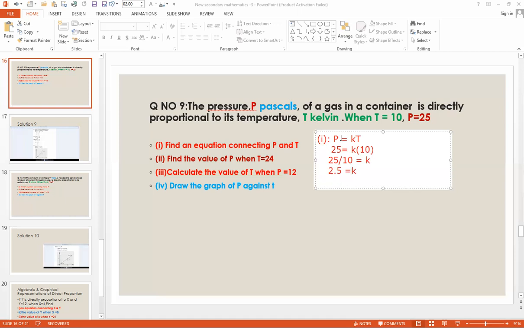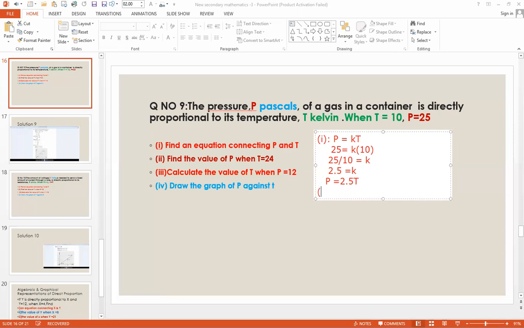Always remember k is actually the proportional change of the dependent variable. So which variable is the dependent here? P is dependent here. So P is equal to 2.5 and the other variable is T. Okay. So I have to connect this equation because our first part is related to this. We have to connect the values of P and capital T. Okay. So P is equal to 2.5T is the first part.